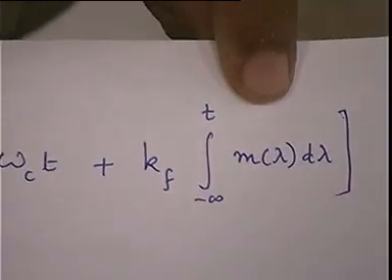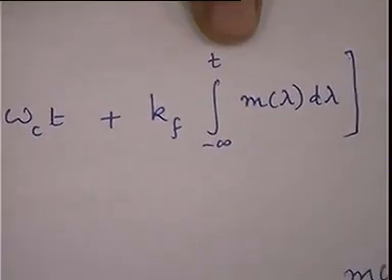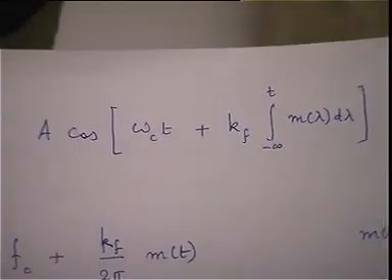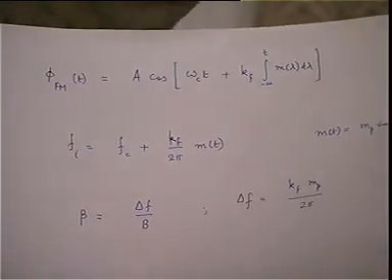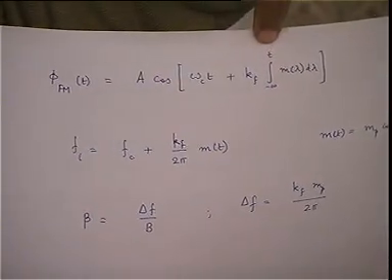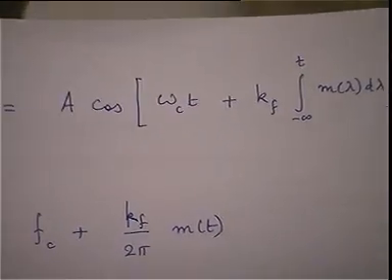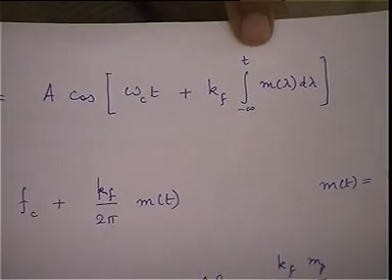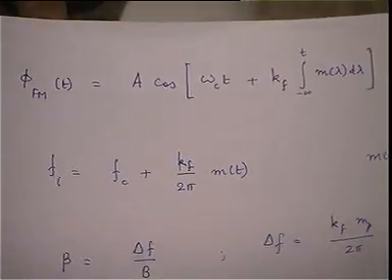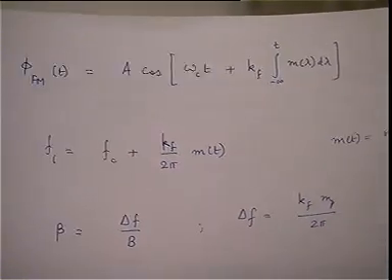So I integrate the message signal and feed it to a phase modulator. What I get is frequency modulated signal. If I do not integrate, this would simply become a phase modulated signal. If I integrate, this becomes a frequency modulated signal. I integrate this, pass it to a phase modulator, the resultant is a frequency modulated signal.